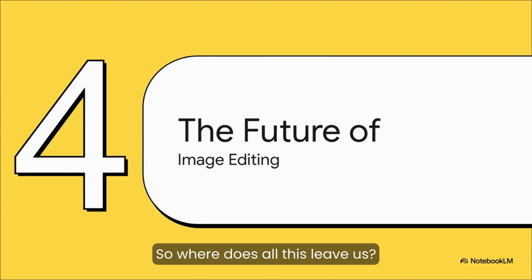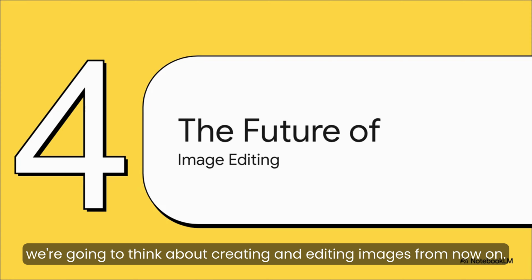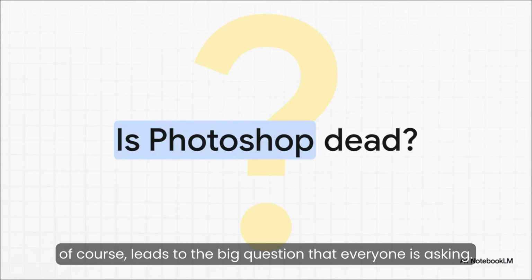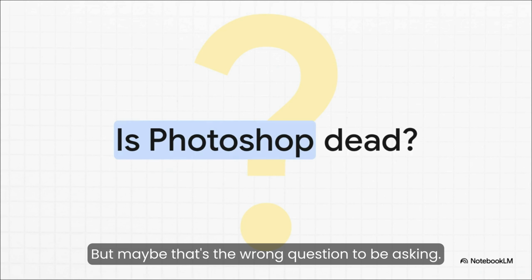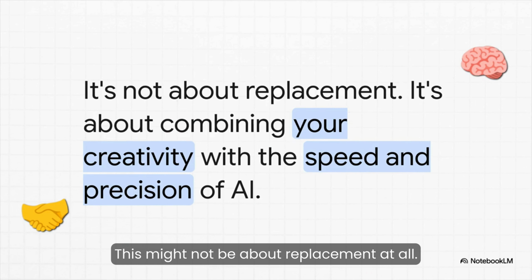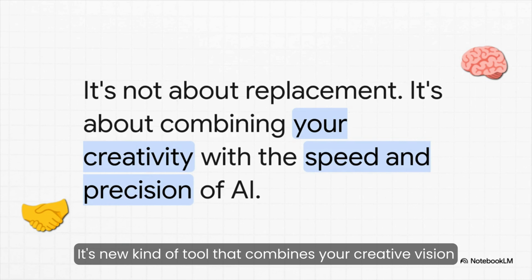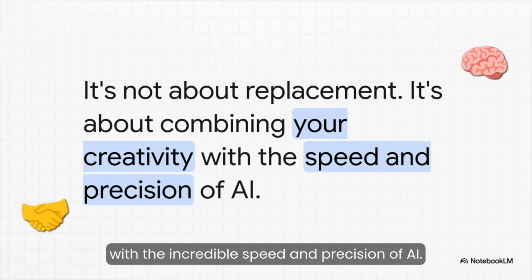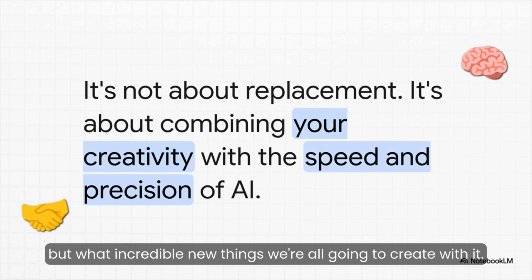So where does all this leave us? This tool, it's clearly not perfect, but it does represent a fundamental shift in how we're going to think about creating and editing images from now on. Which of course leads to the big question that everyone is asking. Is this it? Is this the end for professional tools like Photoshop? But maybe that's the wrong question to be asking. This might not be about replacement at all. It might be about partnership. It's a new kind of tool that combines your creative vision with the incredible speed and precision of AI. So the real question isn't whether it's going to replace our old tools, but what incredible new things we're all going to create with it.